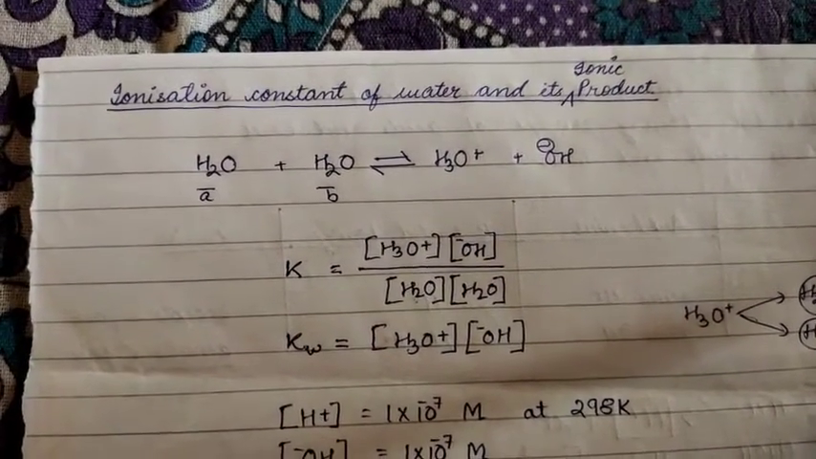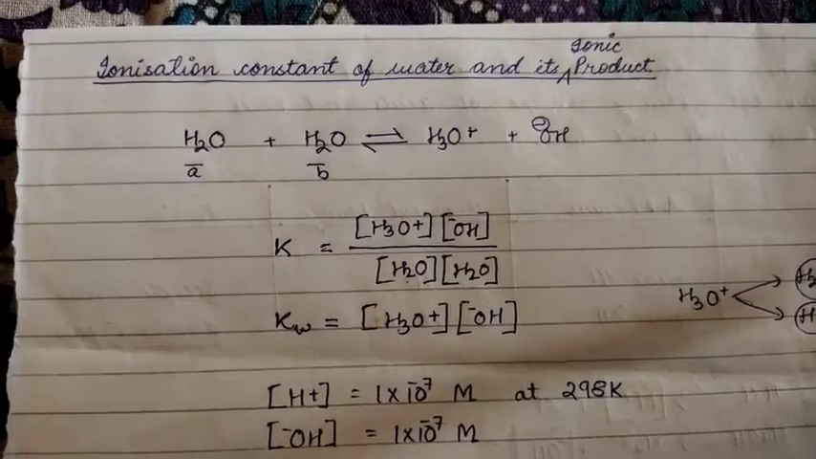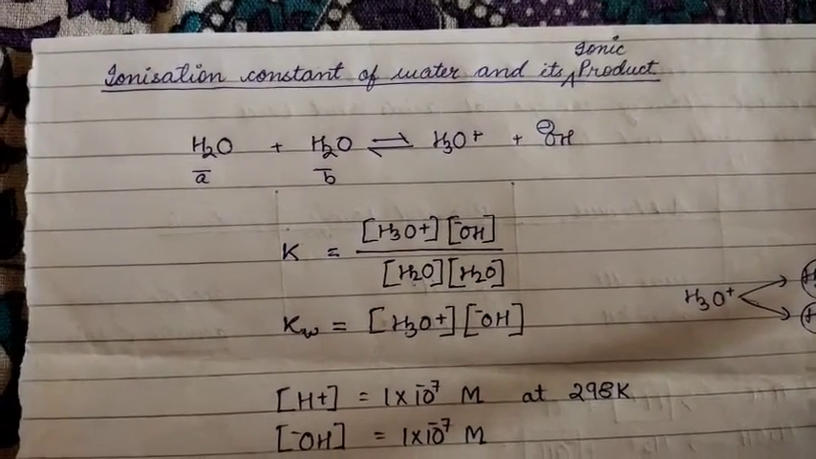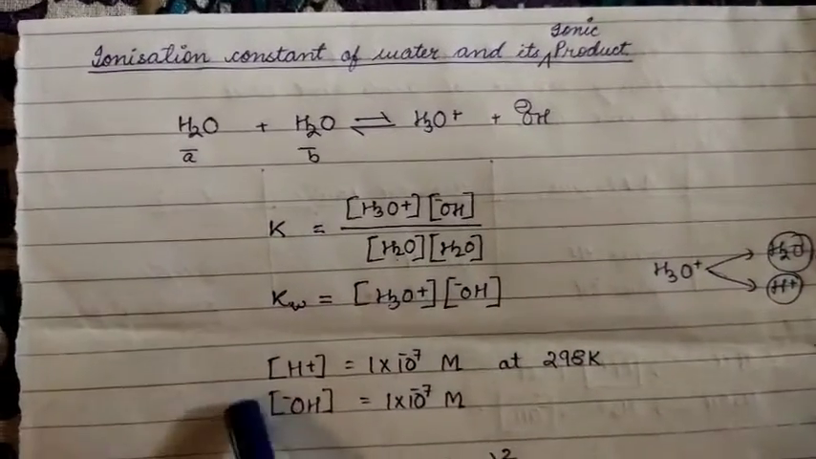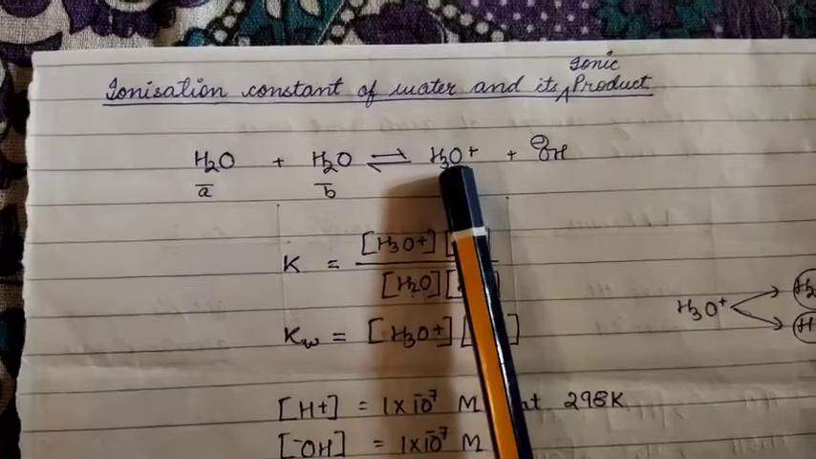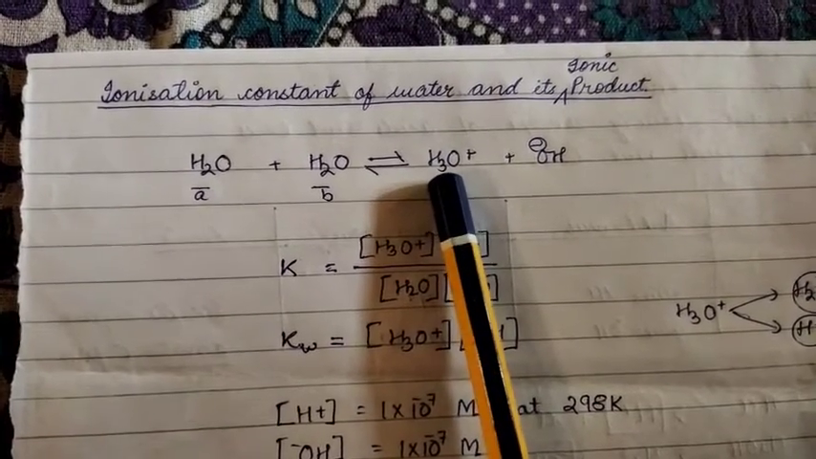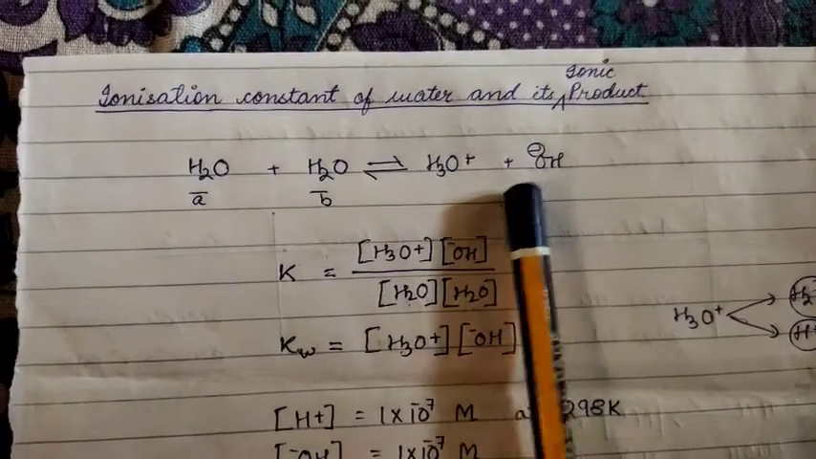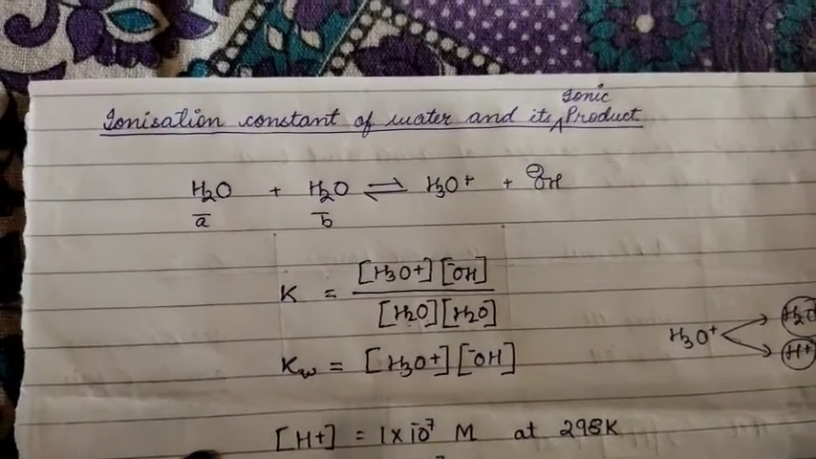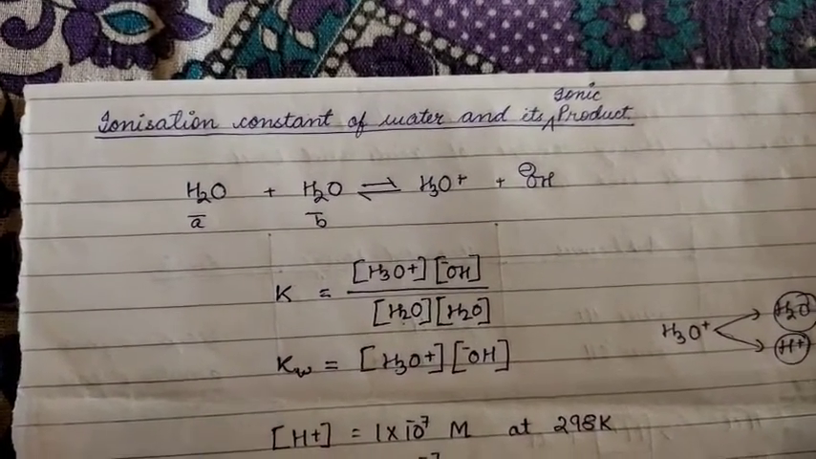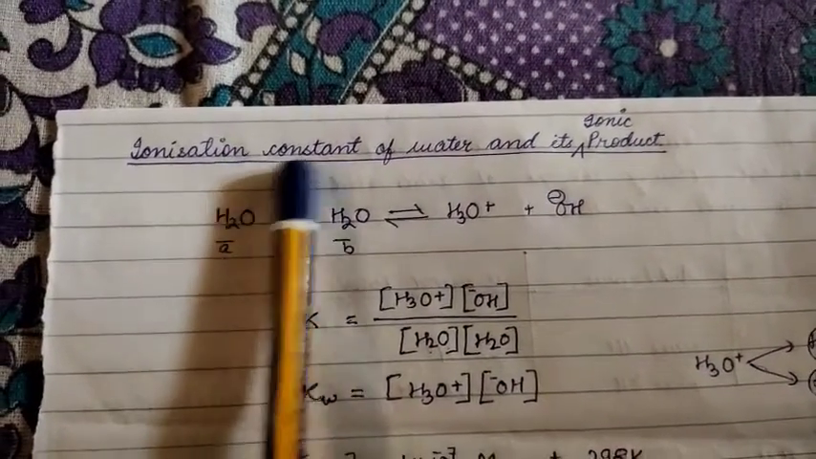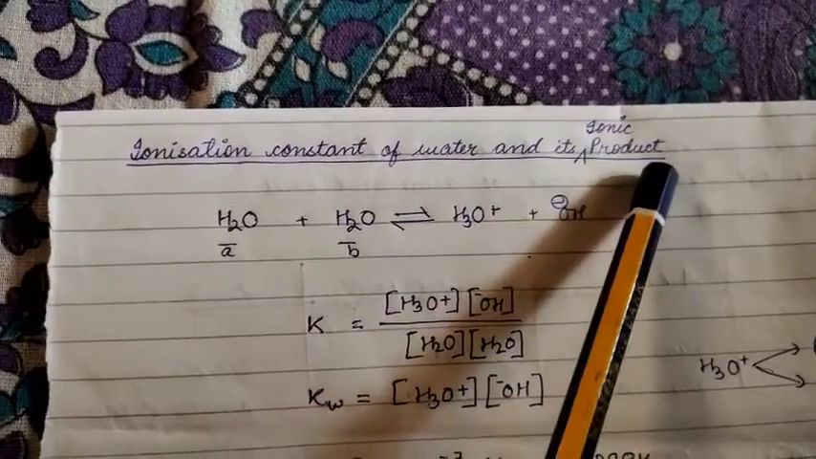Yesterday we learned about acids and bases. Some compounds can act as both acid and base. Such compounds are known as amphoteric compounds. For example, water itself. Here you can see that one water molecule is accepting the proton, that is the hydrogen ion, and another one is releasing the hydrogen ion. So it means water can act as both acid as well as base, depending on the conditions or the other reactants. Now we have to see the ionization constant of water and its ionic product.